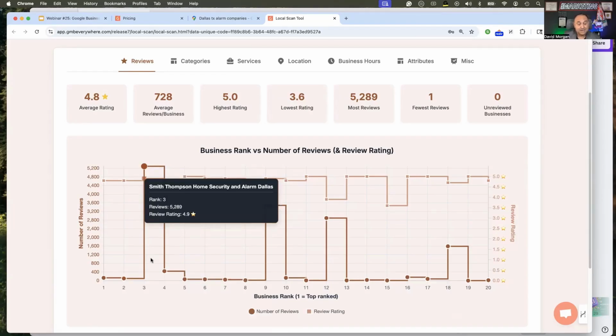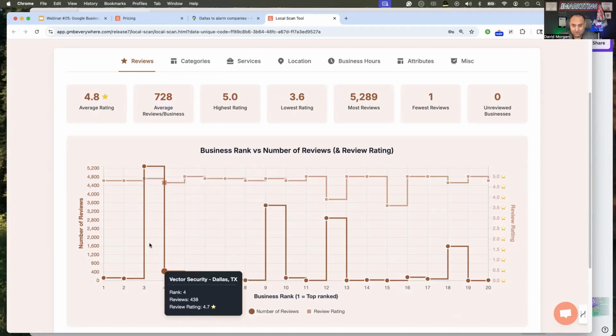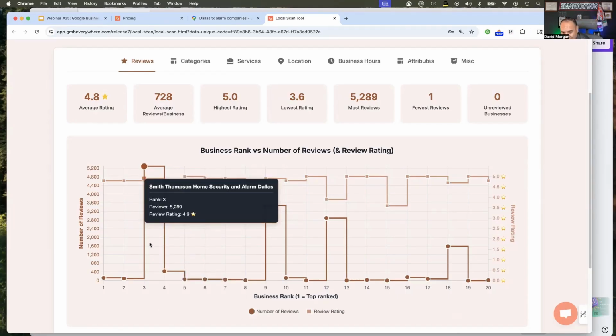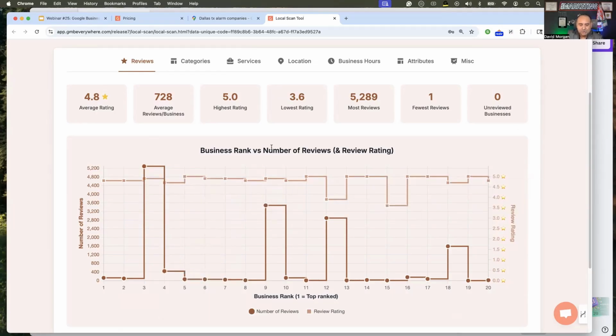Now they happen to have a tremendous amount of reviews. If you look at that, you're not reading that wrong: 5,289. By the way, at the top here, this will give you a high-level dashboard of the top 20. The average rating is 4.8. The average number of reviews is 728. The highest rating is 5.0. The lowest, there's someone that actually has a 3.6 rating.